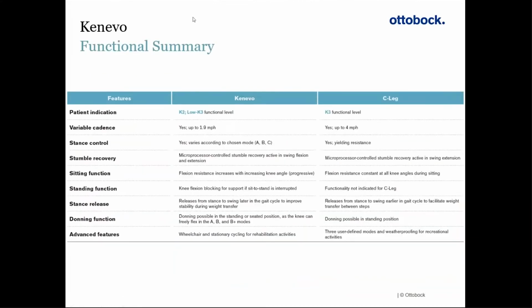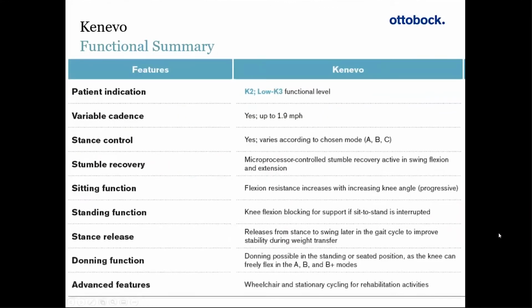So this just gives you a little comparison about the differences between the Kenevo and the C-leg. And if you advance one more, we'll focus in on the Kenevo. So as we say here, the indication is K2, low K3, up to about 1.9 miles per hour. It has the stance control in both sitting down and standing up, that stumble recovery, the sitting function, the donning function, and so forth.